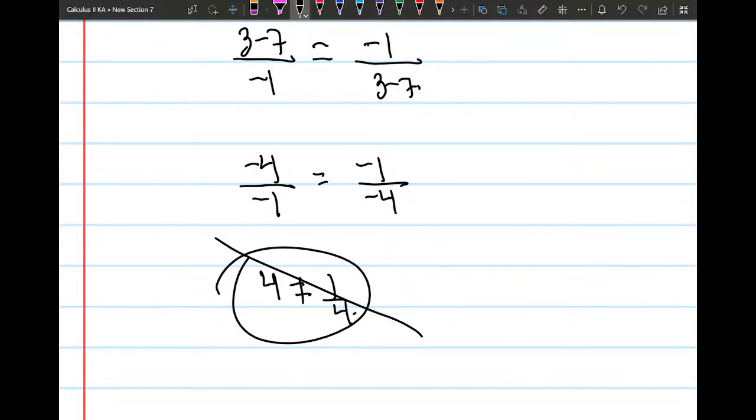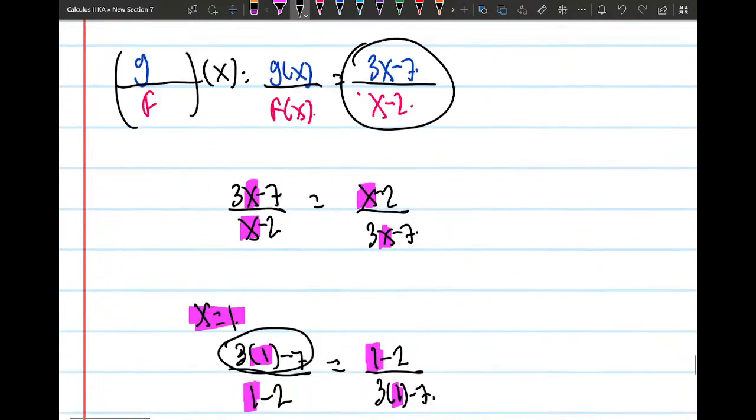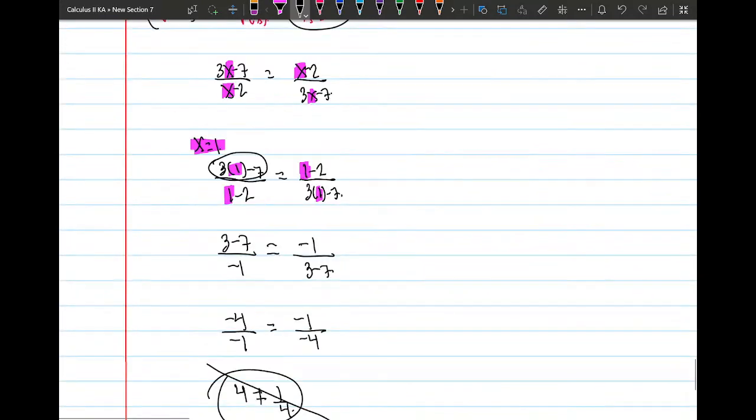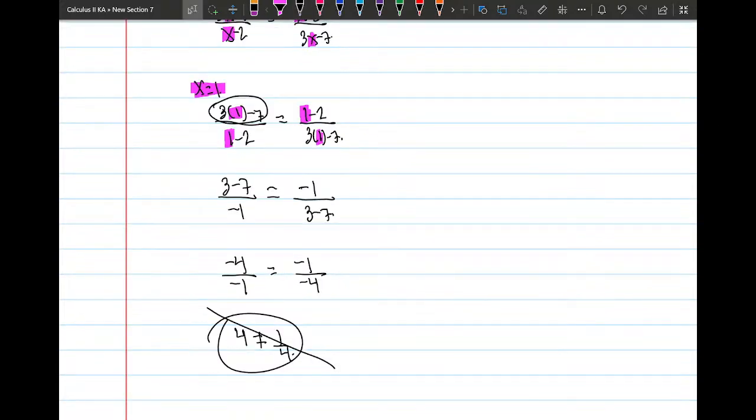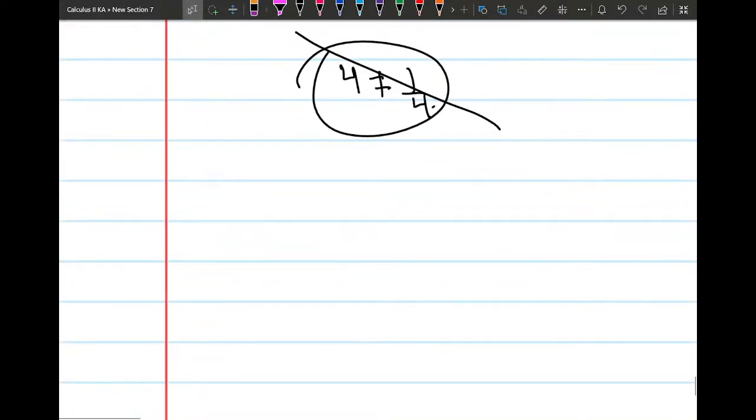This cannot work, and that's why we cannot say that f over g equals g over f, because when we evaluate a specific value here, it is not going to work. So we've kind of proven algebraically, or numerically, how that works.